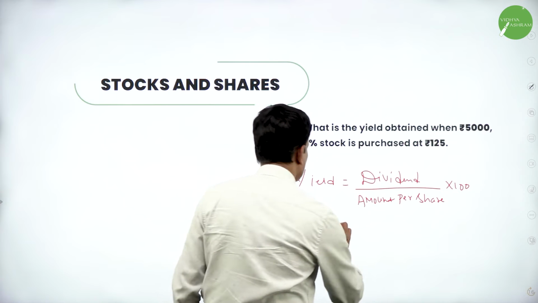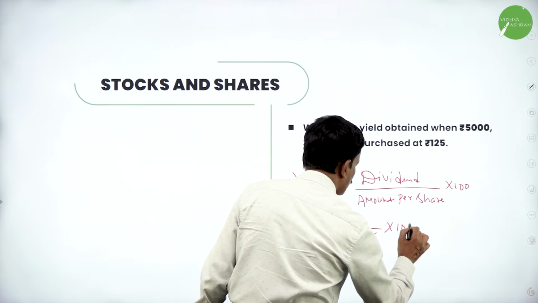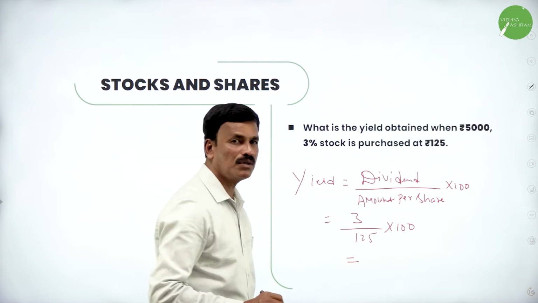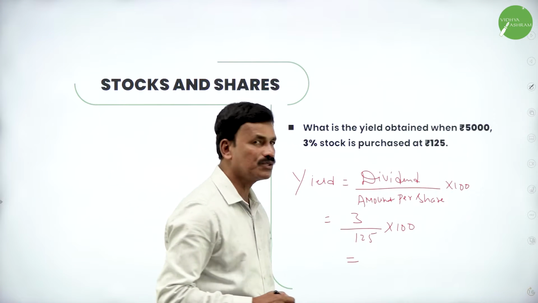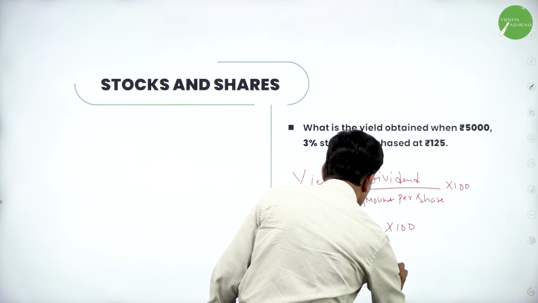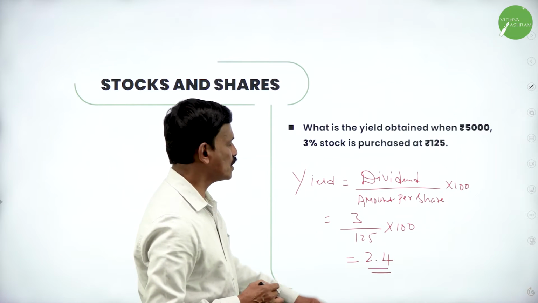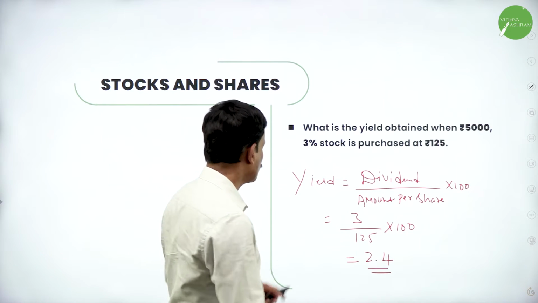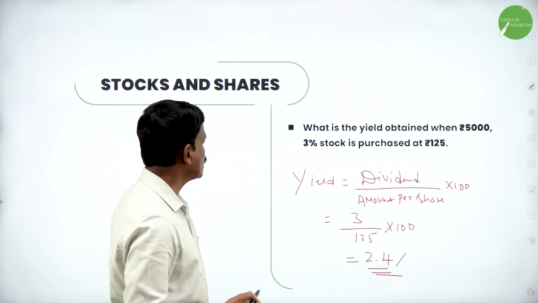Right. So here, what is the yield obtained when 5000 3% stock is purchased at 125? Okay. Dividend is 3 divided by amount per share is 125 into 100. That's equal to 3 by 125 into 100. That's equal to 300 divided by 125. That's equal to 2.4. So the yield is 2.4. Right. So therefore yield is equal to 2.4%. Now move on to the next problem.